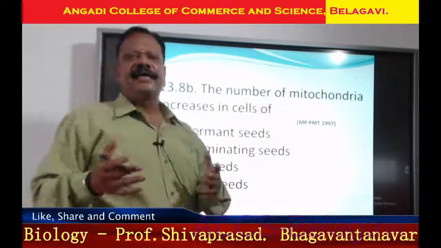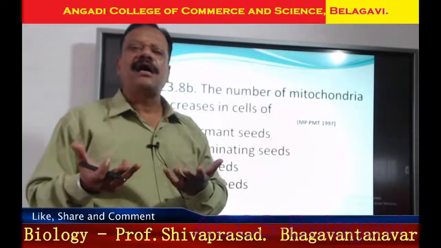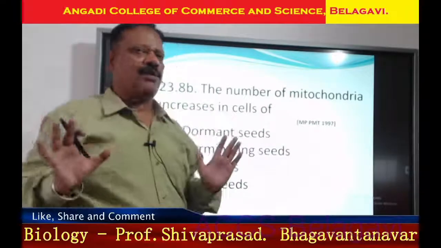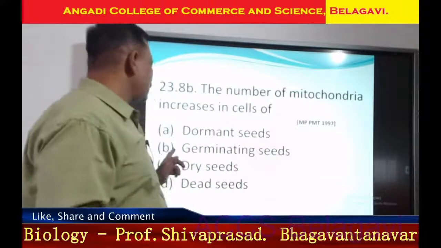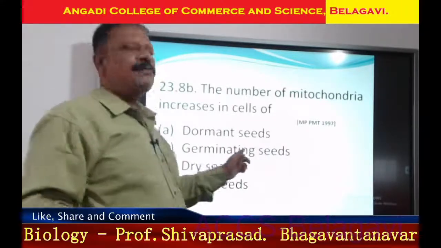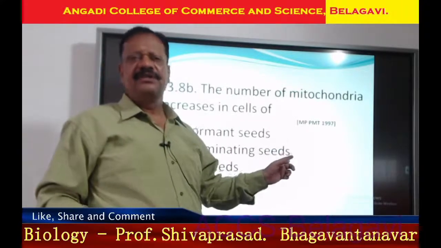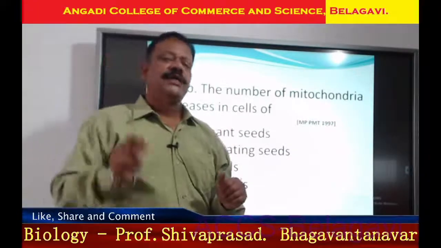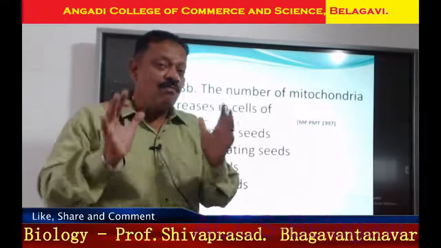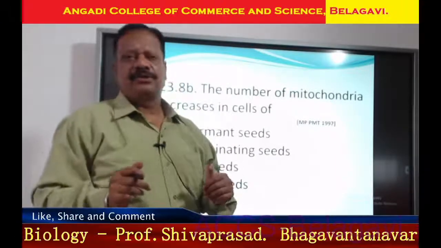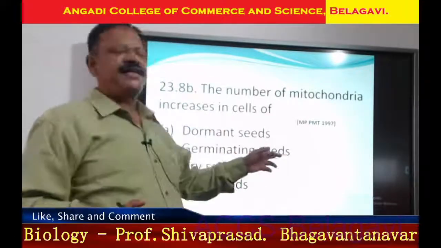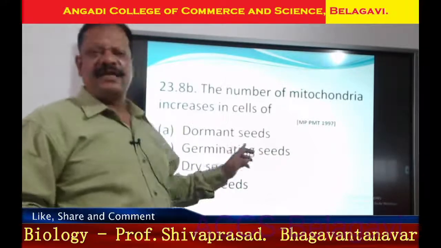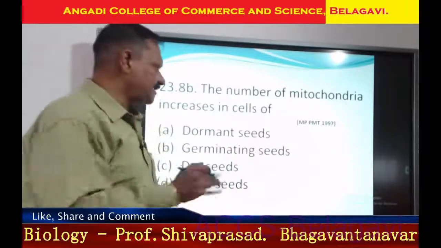Dead cells are inactive, so as a result their energy is not required. So the correct option is option B, germinating seeds. In germinating seeds, the cells are regularly undergoing division, so more and more energy is required. Because of that, the germinating seed is the correct answer. So option B, germinating seed, is the right one. Next.